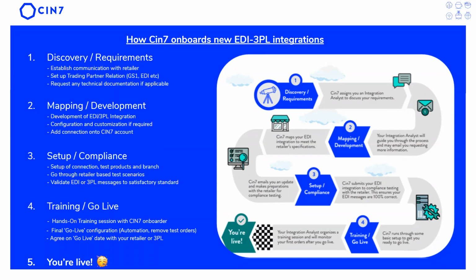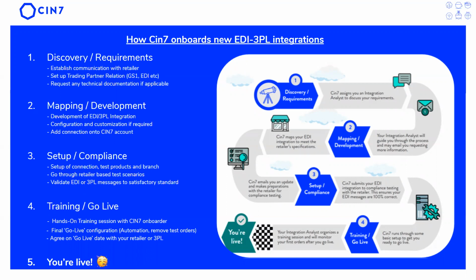Now, without further ado, I'll just jump straight into the actual Cin7 onboarding process for a new connection. The first stage that we would need to go into would be the discovery and requirements gathering stage. When you guys have put through a request for a new EDI connection, what will happen in the background would be a Cin7 integration analyst, such as myself, will be assigned to your request, and we will basically jump on a call with you guys to scope out your requirements and gather all of the information that we need.